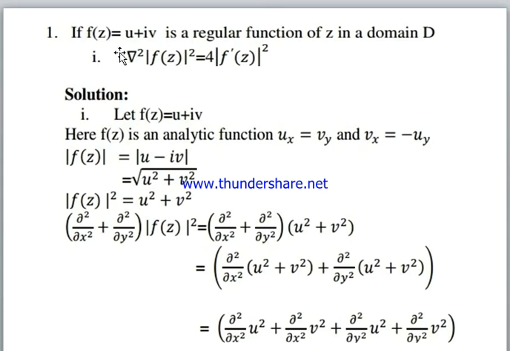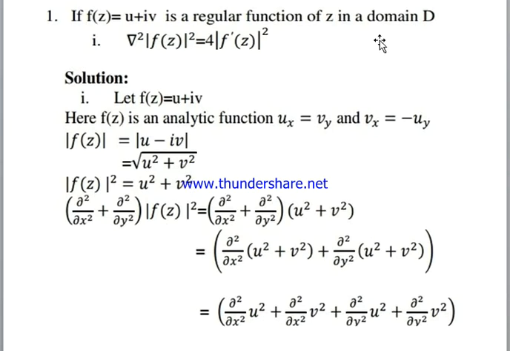Next example. This is one of the proofs based on the harmonic function. If f(z) = u + iv is a regular function, regular function means analytic function, of f(z) in a domain D, you have to prove that ∇² |f(z)|² = 4|f'(z)|². Here del square means ∂²/∂x² + ∂²/∂y² of |f(z)|², that is here u = |f(z)|².